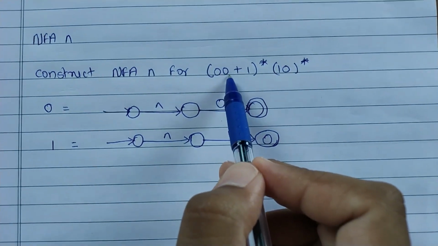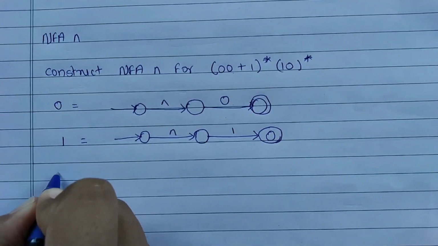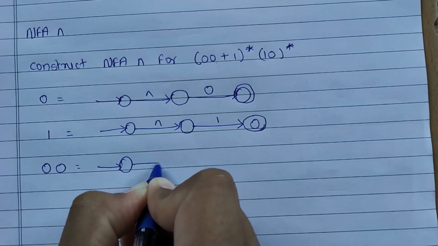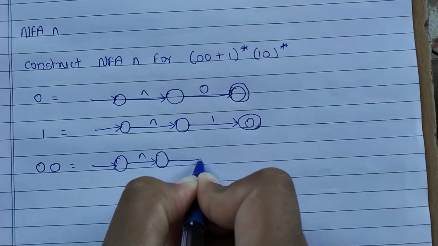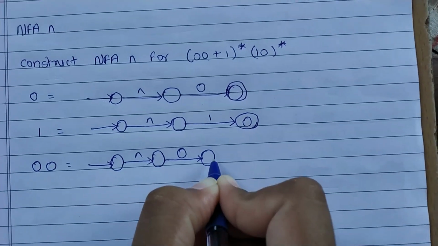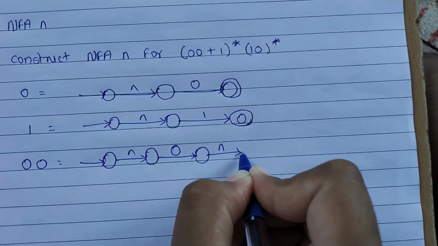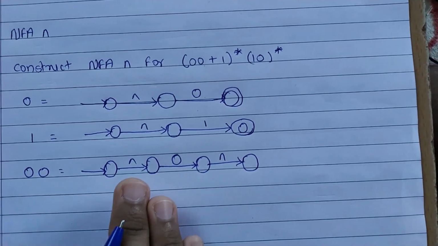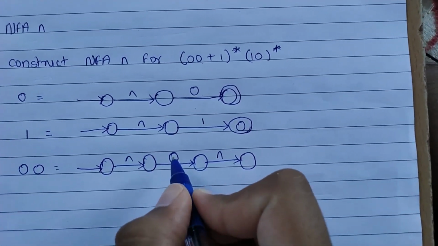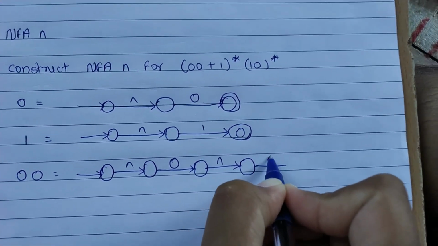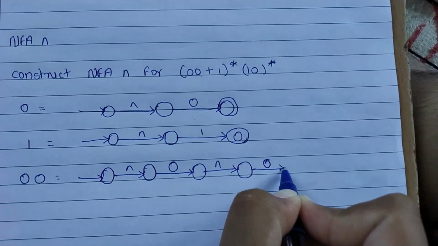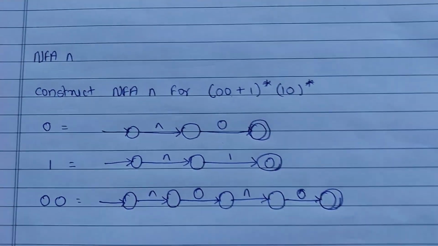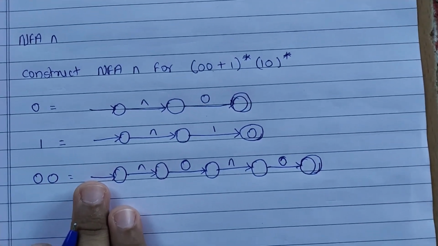Now here are two 0s. How do we draw these two zeros? First the initial state, then pass null, then this 0, again null. When we put any variable in front, null is mentioned. So this 0, then null, then the second variable 0, and then the acceptance state. So like this we draw for the double 0.